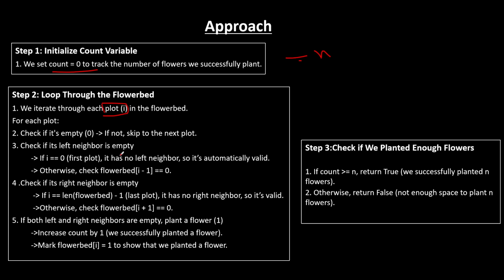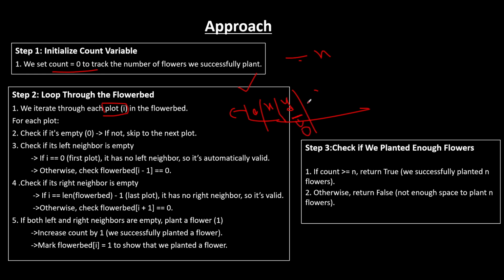Right? First, we will check if the left neighbor is empty. If the i equals 0, which is the first plot, it has no left neighbor, right? So if it is here in the starting index, it does not have any neighbor to it. So it automatically becomes valid. But if there are some neighbors, then we're going to check that if this is 0 or not.